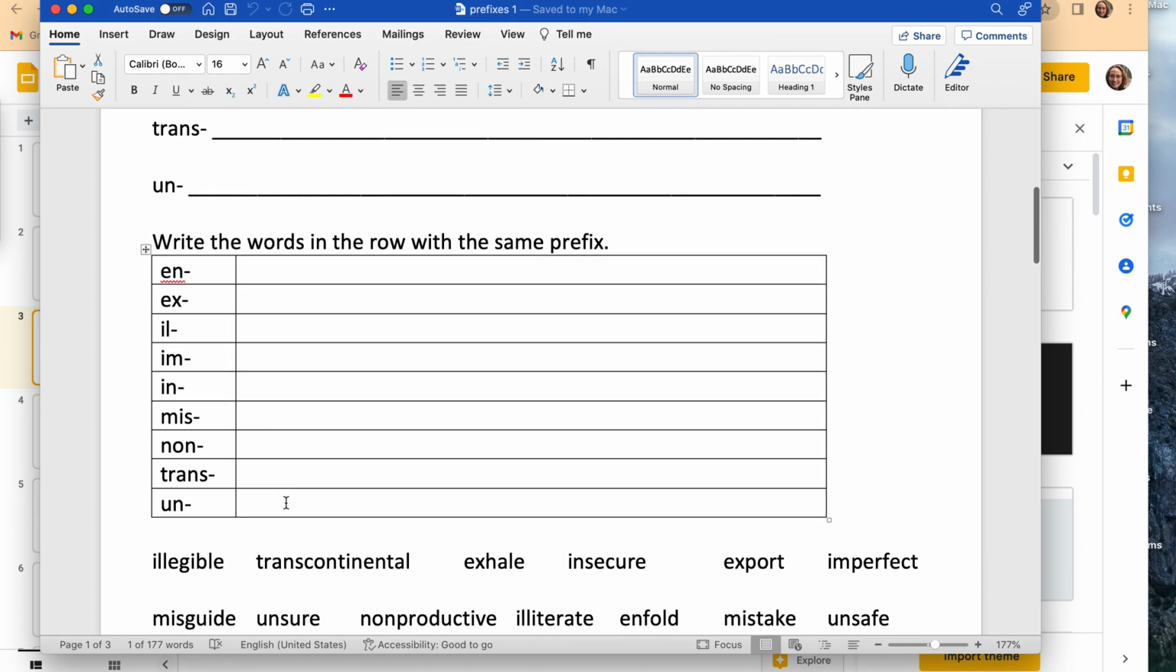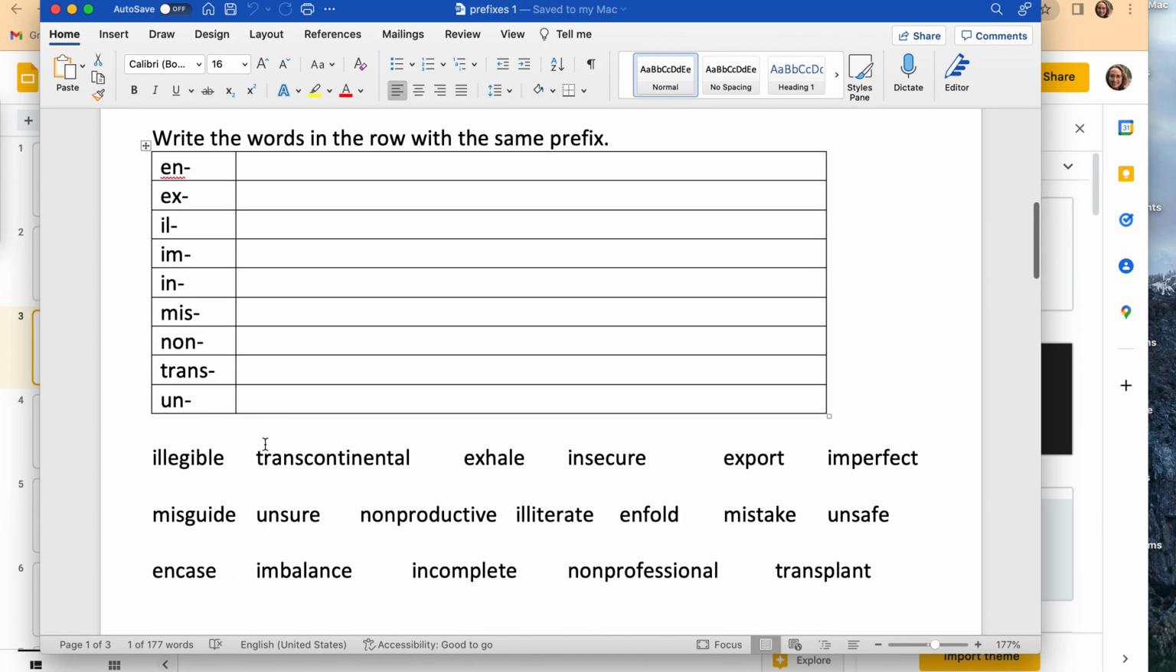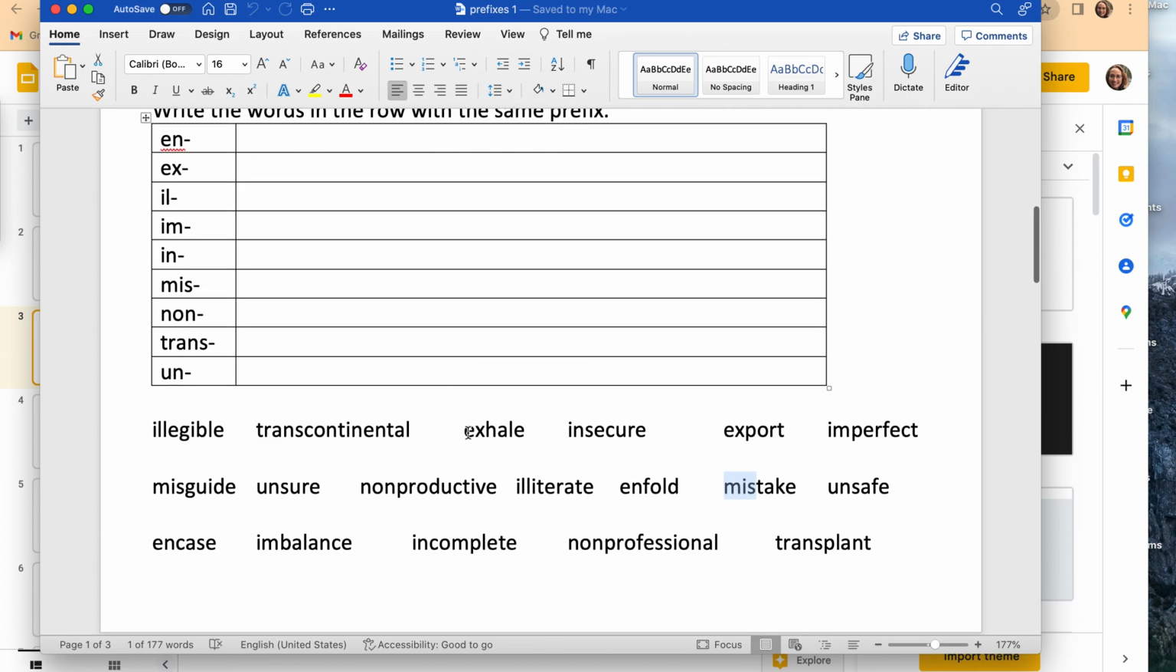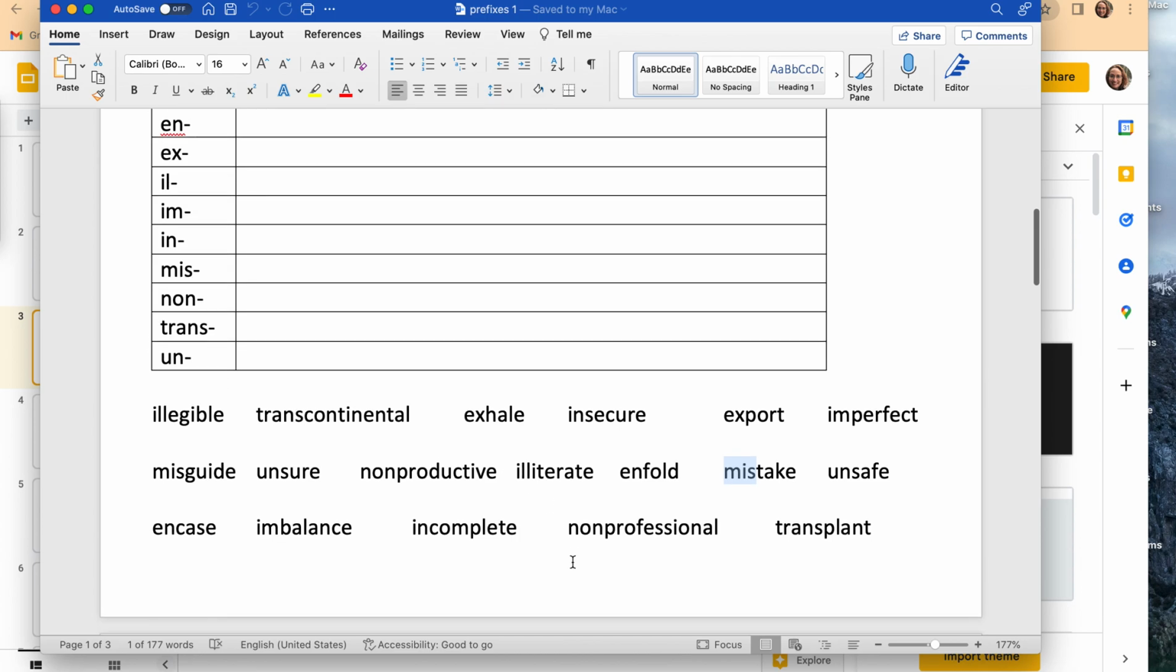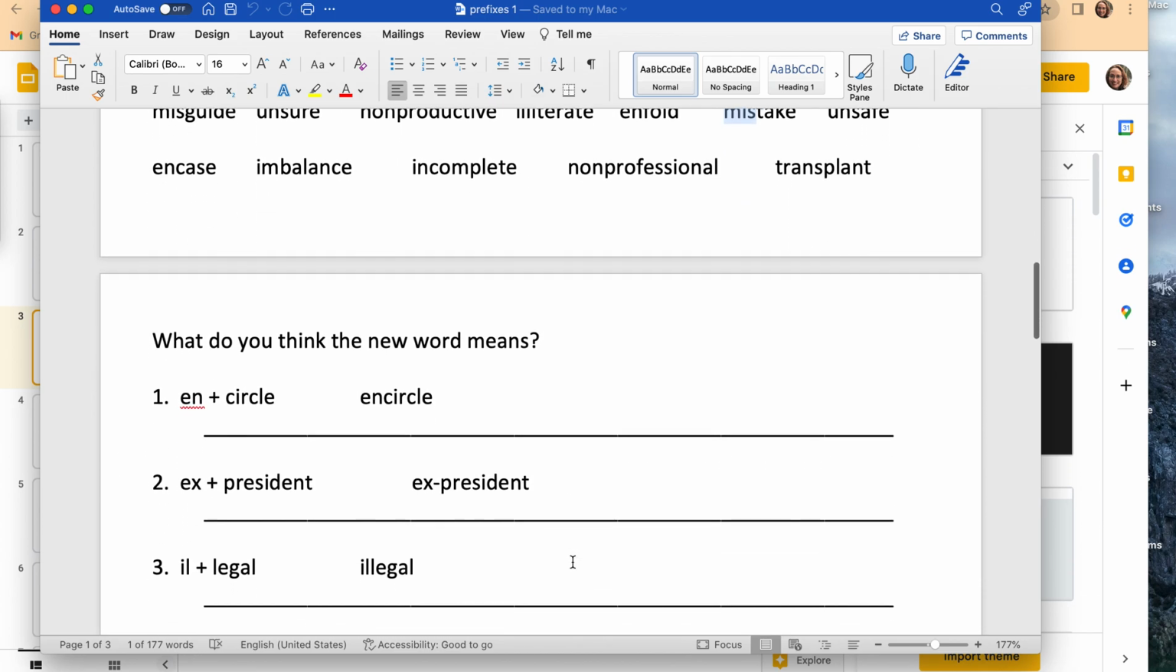And then identifying words that have the prefix. So here we have illegal, we have exhale, mistake. Okay, keep the words a little simpler than this because for high literacy and basic students, this might be a little bit more complicated and difficult for them to understand. But for the sake of identifying the prefix, these words are okay.